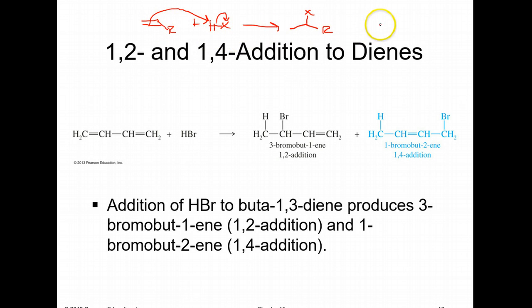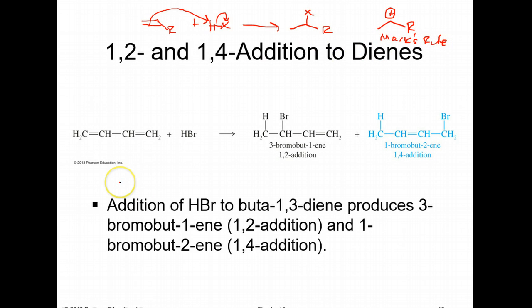So your intermediate, let's write it over here. Again, this is just review. Your intermediate is either a plus charge here or a plus charge here if the hydrogen went here, but that's a primary carbocation versus a secondary. Secondaries are more stable, so this is the intermediate. That was Markovnikov's rule. Remember that? I'm just reviewing last semester.